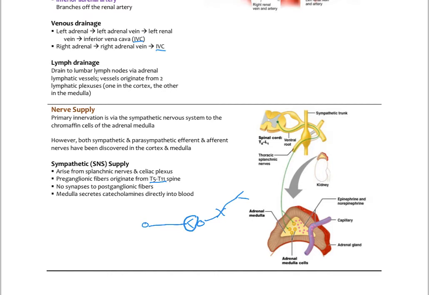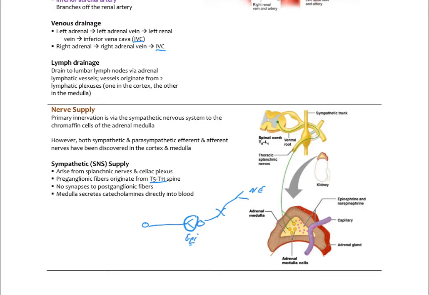And the medulla then secretes catecholamines directly into the blood. Again, primarily epinephrine, a little bit of norepi. Norepi, remember, is the primary neurotransmitter at the postganglionic neurons in the sympathetic nervous system. Now, this is the sympathetic efferent nerves.